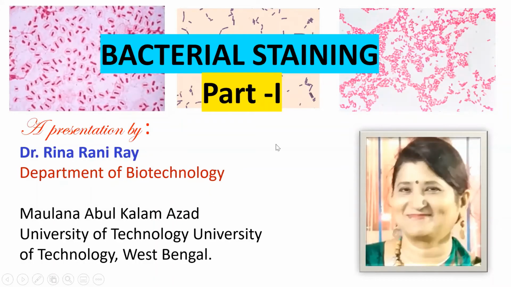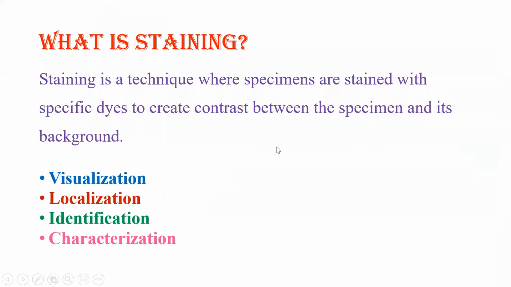Today I'll be discussing bacterial staining, that is, coloring the bacterial cell. So what is staining? Staining is a technique where specimens are stained with specific dyes to create contrast between the specimen and its background. This is done for the visualization, localization, identification and subsequent characterization of the specimen.